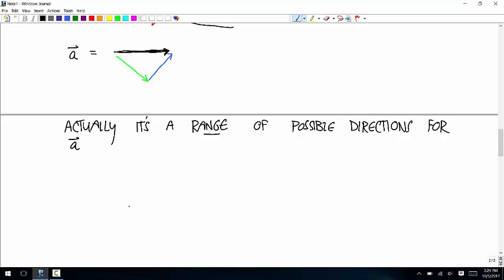And it looks like this. This one's in the direction of the parallel part, the green vector. This one's in the direction of the blue vector, the perpendicular part. And it could be anywhere between those two. So based on this analysis of that motion, we can say that the acceleration is somewhere in this 90 degrees. It definitely isn't outside of that 90 degrees.